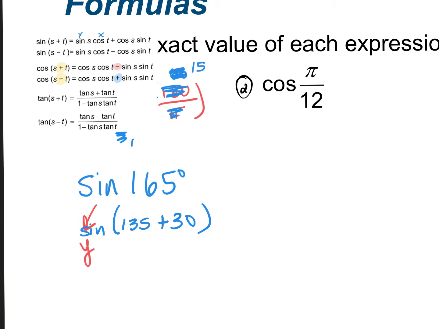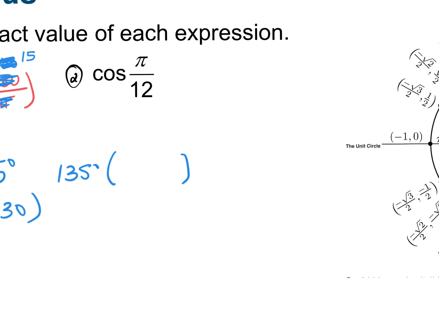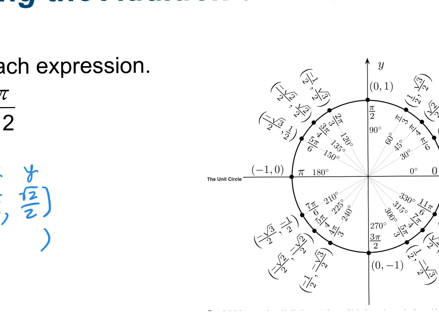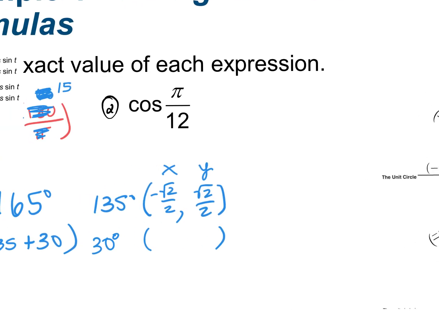That was the hardest thing you had to do right there, is just find 2 angles that add or subtract. Because I can go to my unit circle and I can write down, okay, at 135 degrees, tell me what the ordered pair is. What's the ordered pair at 135? Negative root 2 over 2 and positive root 2 over 2, right? Negative square root of 2 over 2 and positive square root of 2 over 2. This is my x value. This is my y value. The other angle I'm using is 30 degrees. So what is the x and what is the y at 30 degrees? Root 3 over 2 and 1/2. So square root of 3 over 2 and 1/2.